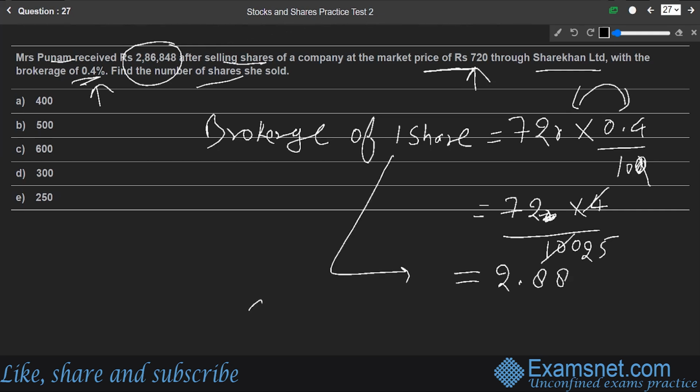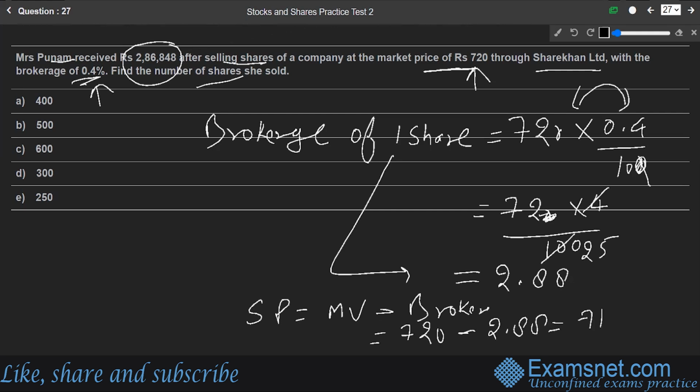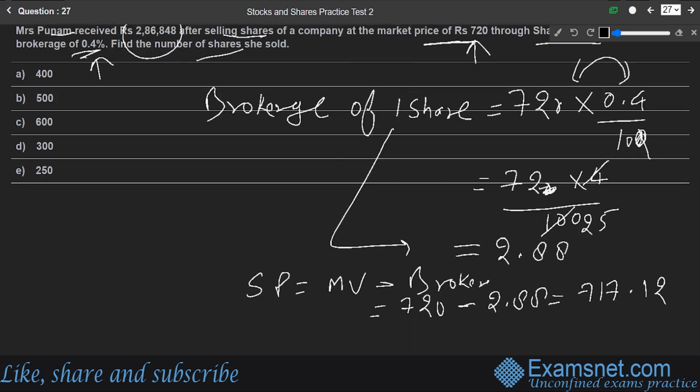So what is the selling price now? Selling price is nothing but the market value of one stock minus the brokerage value, because brokerage is also to be paid to the broker. How much does that become? Selling price is the market value 720 minus the brokerage value 2.88. That becomes equal to 717.12 rupees. So this is the actual selling price of each share.